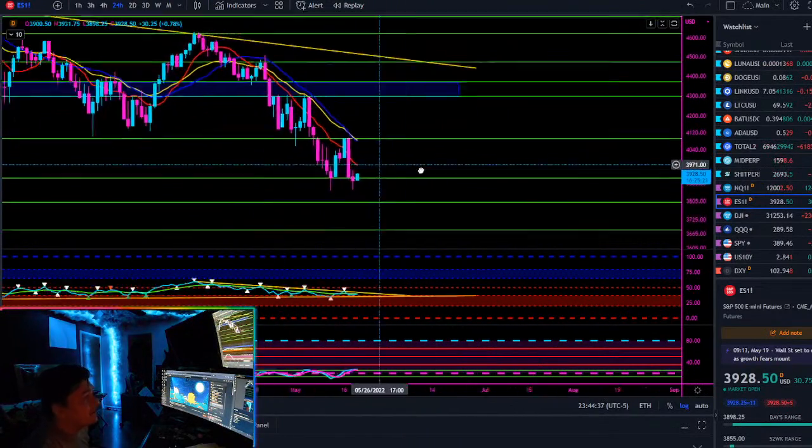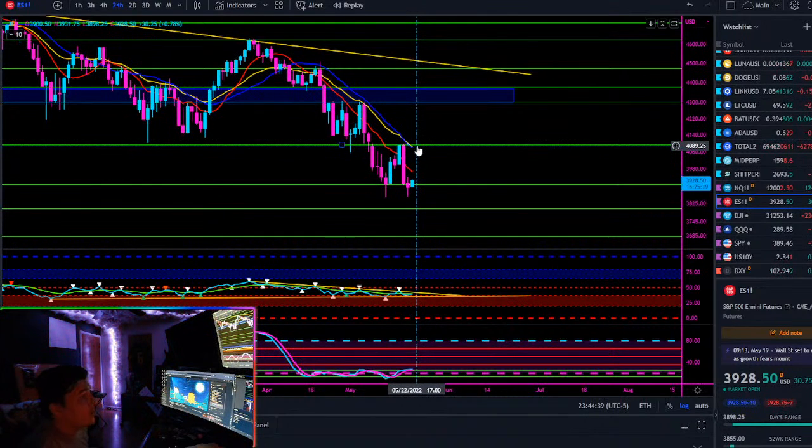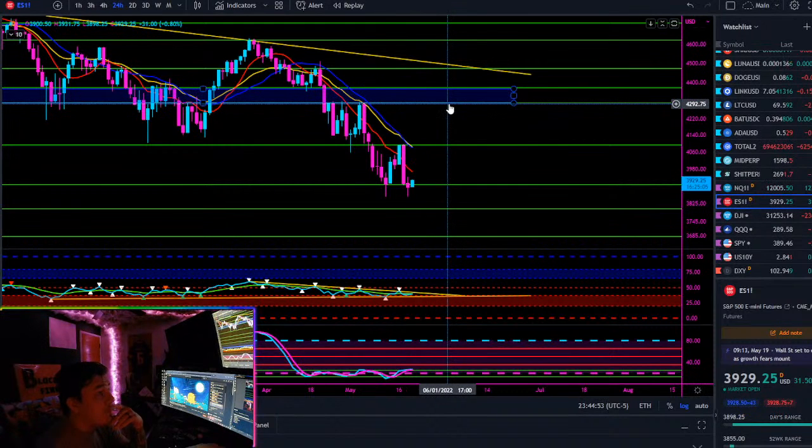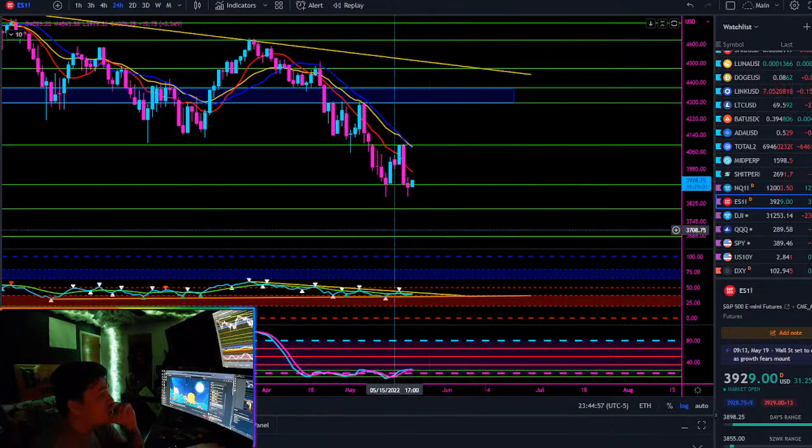The only thing that convinces me otherwise would be a full-on burst above, again, the top side of the range here, above $4,090, which would coincide with a breach of the 21 exponential. Any open and closure above that 21 exponential, I will be looking for a big move, a big continuation drive all the way up to that blue box territory around $4,300.